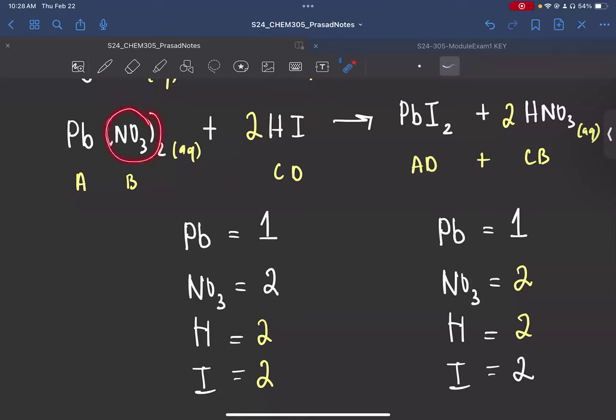Nitrates are soluble. Nitrates are always aqueous. They mean the same thing. Look at the sheet. Soluble. Oh, no. Soluble. Soluble. I apologize if I misspoke.